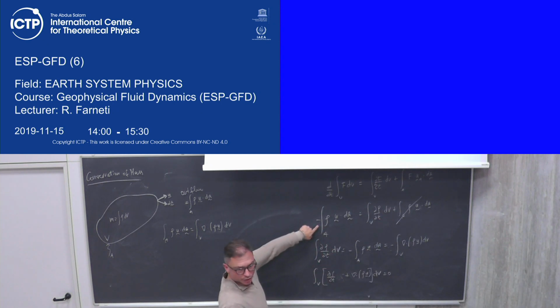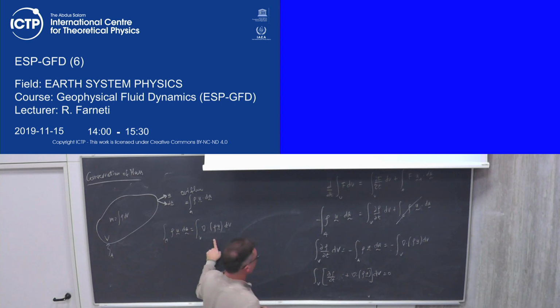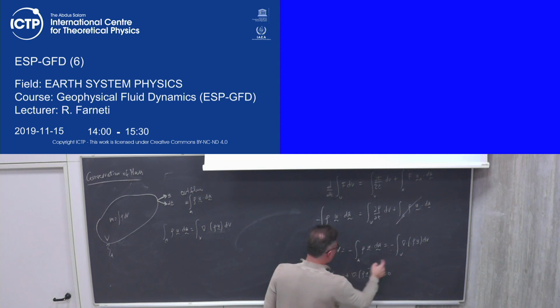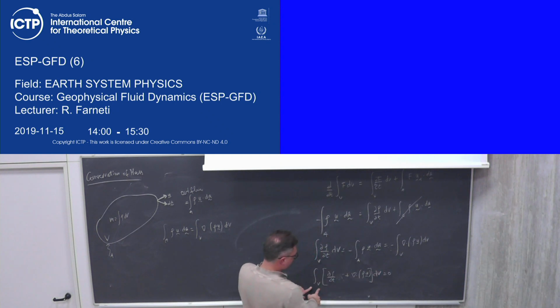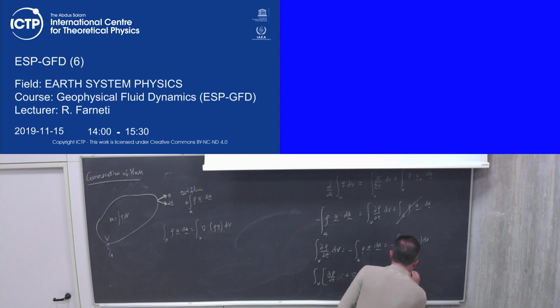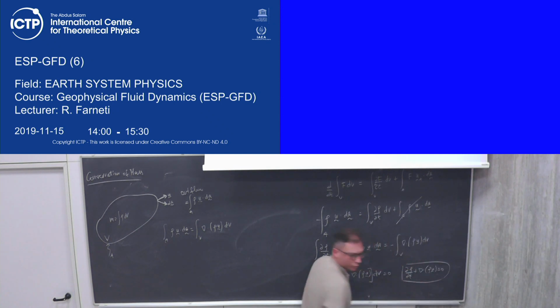So now I change this area integral to a volume integral. The volume integral of d by dt of density is equal to this. So now I have two volume integrals, and I can put them together: the volume integral of d by dt of rho plus the divergence of the advective term. This is true for every volume. So d rho by dt plus the divergence is equal to 0, which is, again, the continuity equation.